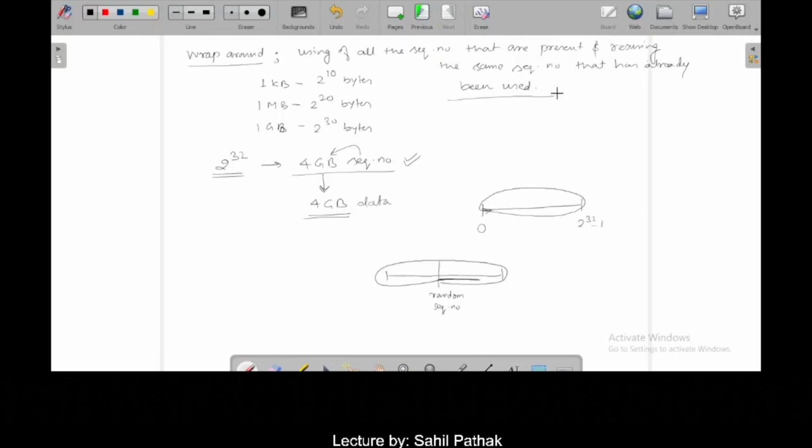Now there is one more terminology, that is wraparound time. So wraparound time is nothing but the time taken to wrap around.